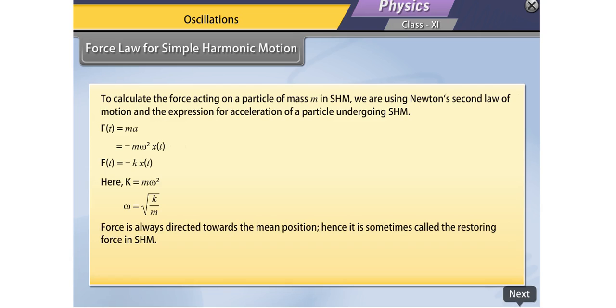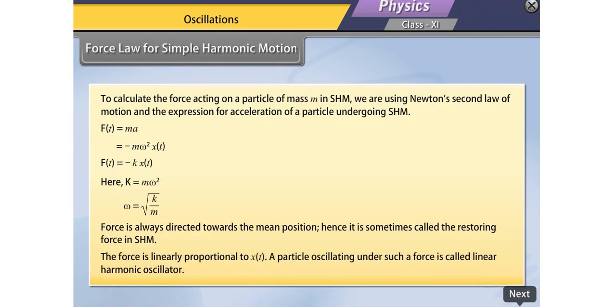Force is always directed towards the mean position. Hence, it is sometimes called the restoring force in simple harmonic motion. The force is linearly proportional to x(t). A particle oscillating under such a force is called a linear harmonic oscillator.